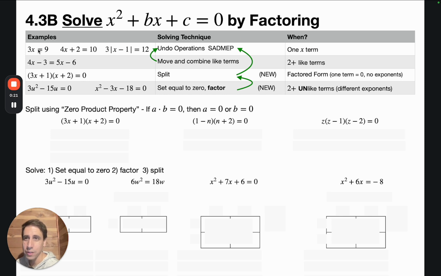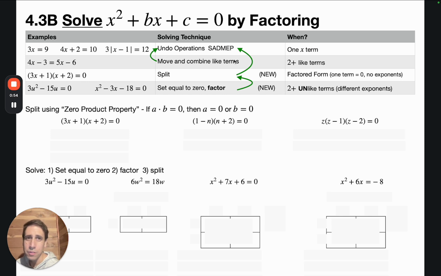We have seen 3x equals 9, 4x plus 2 equals 10, and even absolute values in here. And the basic overall technique was to undo operations in reverse PEMDAS order, SADMEP. So in this example, you undo the addition first, and then you undo the multiplication. Or you could undo the grouping symbol, like you could think of absolute value on the same level as parentheses, undo the multiplication first, and then undo the absolute value, and then last undo the subtraction.